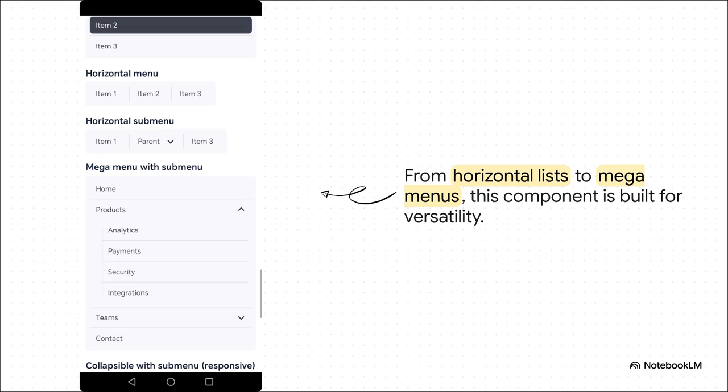You've got that clean, simple horizontal menu up top, perfect for a desktop app. And right below it, you've got this complex, multi-level mega menu. The crazy part, it's all the same component. That's the core idea we're talking about here. Just incredible versatility right out of the box.